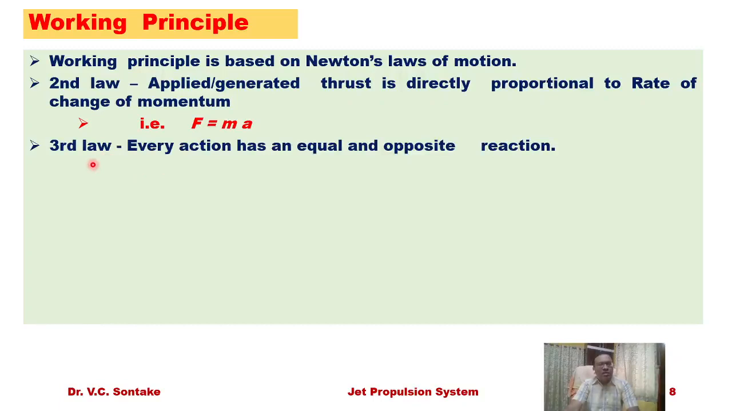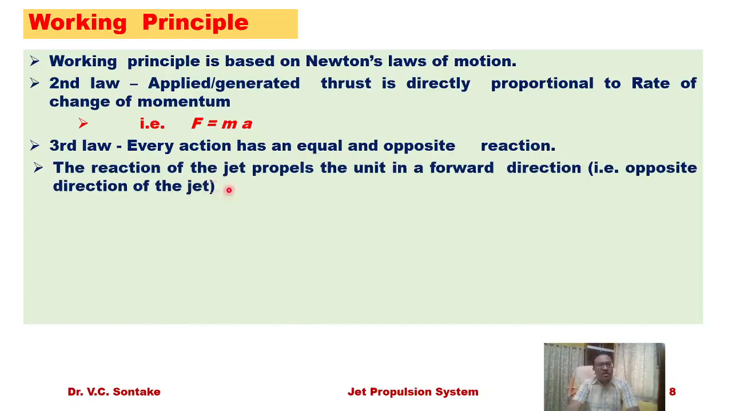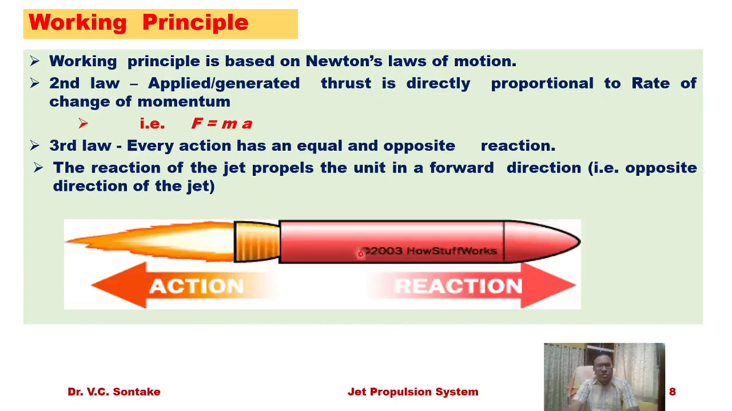The second law on which the working principle of jet propulsion system is based is the third law of motion, and it states that for every action there is an equal and opposite reaction. The reaction of the jet propels the unit in the forward direction, that is opposite to the direction of the jet. For example, let us consider this is any jet propulsion system. Jet is coming out from this jet propulsion system.